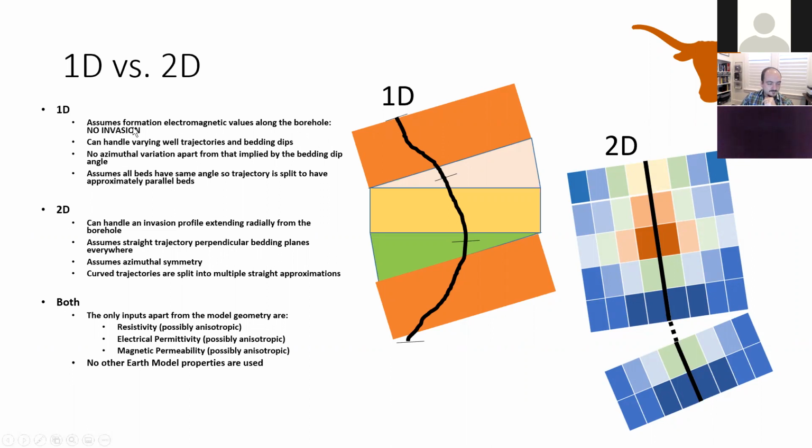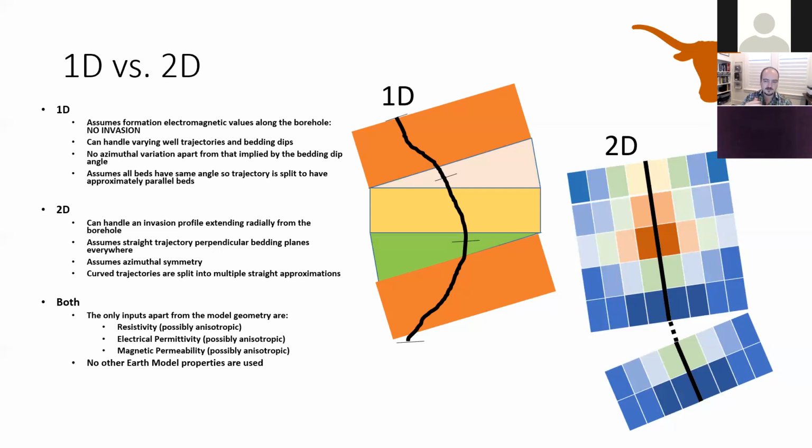The 1D simulations assume no invasion; they cannot take into account invasion. However, they can take into account dipping of the angles. So if you have a horizontal well, you're better off with 1D simulations. They can handle the dipping beds, and assume all beds have the same angle. Some of these simulations can actually take into account variation in the dipping. If the trajectory is going in different directions near a layer, some of them can take it into account directly, but some of them cannot. They just assume that all beds are parallel to each other.